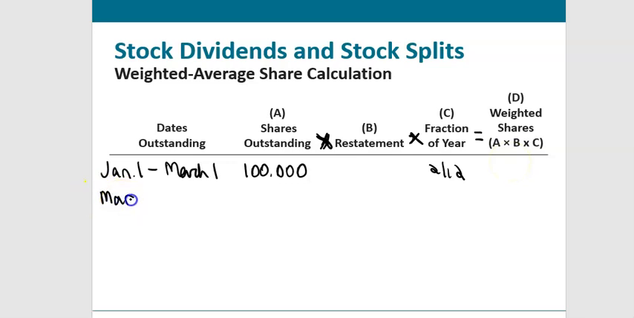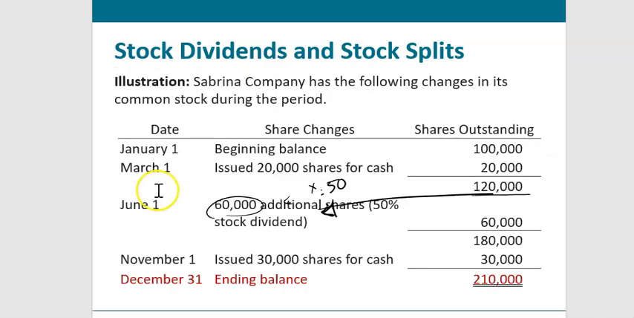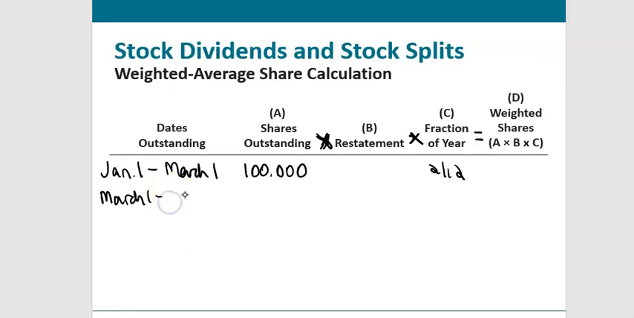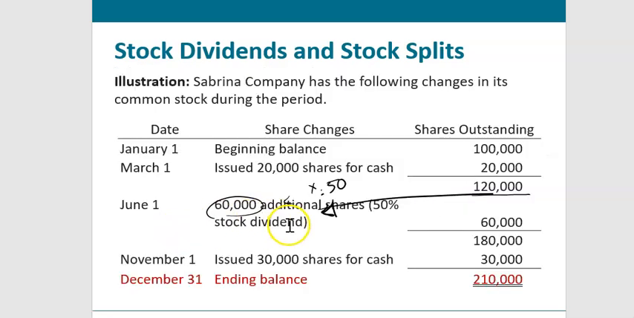From March 1st until the next event date, which is June 1st, the company issued an additional 20,000 shares. So the company had 120,000 shares outstanding. Hold off on the restatement. We're looking at what fraction of the year, March, April, and May, 3 out of 12 months. On June 1st, the company issues a 50% stock dividend.